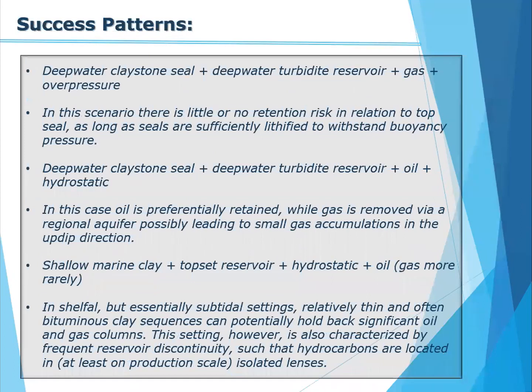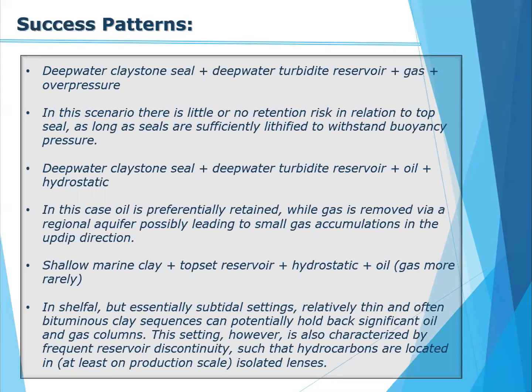So now can we come to the success patterns? When we do our volumetrics, we should choose the particular pattern to which it actually applies and then risk it within the envelope of that particular scenario. So the success pattern would be deep water claystone seal, deep water turbidite reservoir plus gas plus overpressure. That works. In this scenario, there is little or no retention risk in relation to top seal, as long as the seals are sufficiently lithified to withstand the buoyancy pressure.